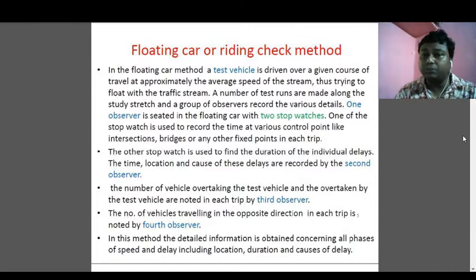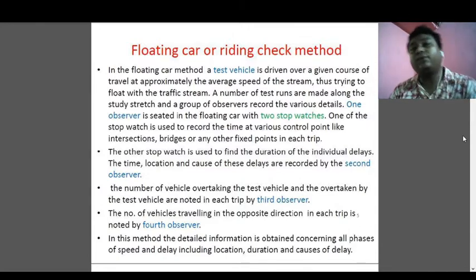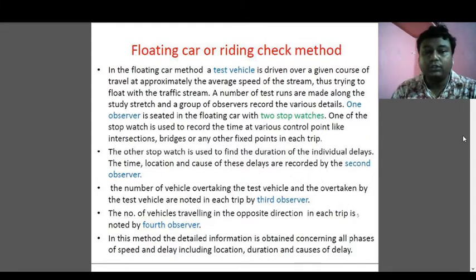So the first observer notes down the time. The second observer finds out the causes of delay. The third observer finds out the number of vehicles overtaking and overtaken by my test car. And the role of the fourth observer is to count the number of vehicles coming from the opposite direction. So the number of vehicles traveling in the opposite direction is recorded by the fourth observer. It means a total of four observers or surveyors are required, excluding the driver, for this floating car method.